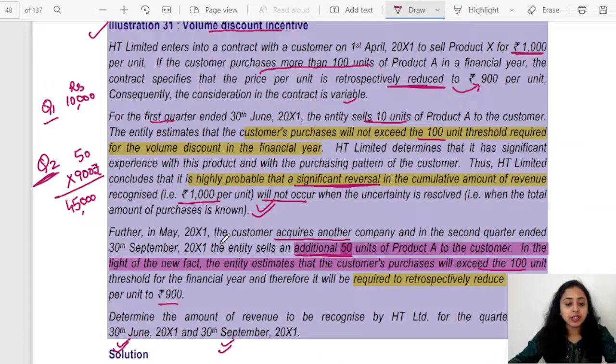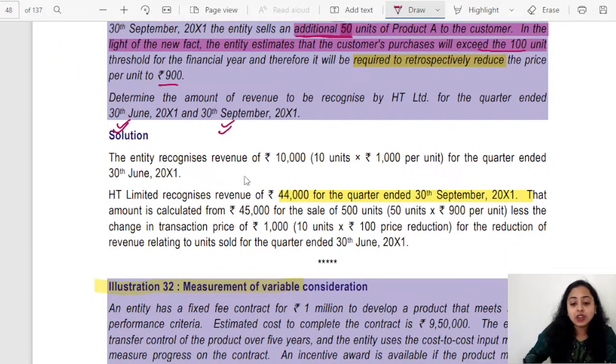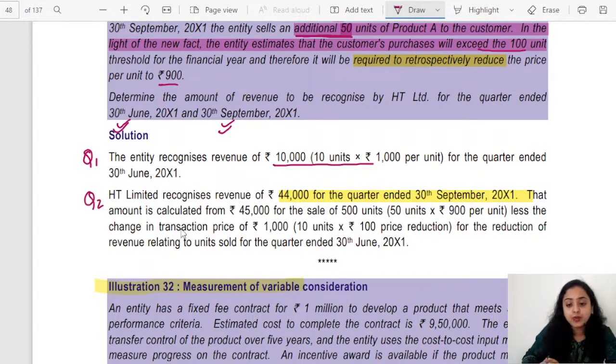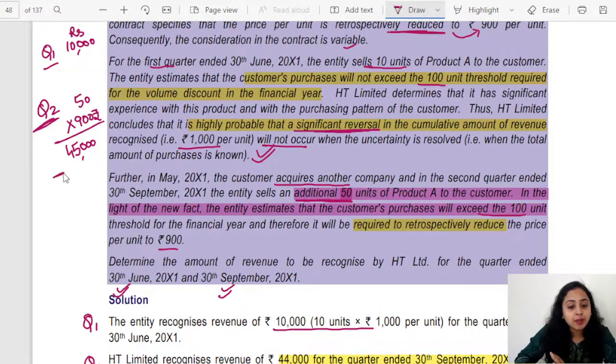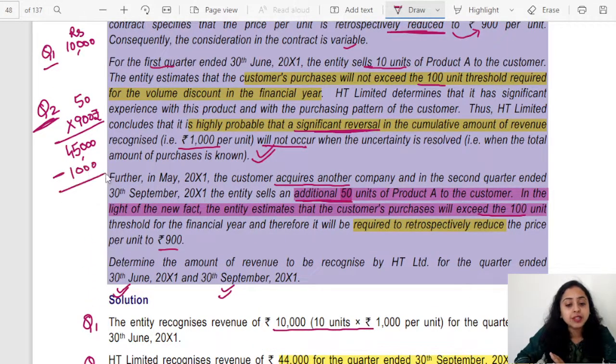And earlier, if all 60 units were recorded at 900, then the difference will be reversed. See how the calculation is done. The entity recognizes revenue of 10,000 for the first quarter. This is quarter 1. For quarter 2, 50 units into 900 less the change in transaction price of rupees 1,000, that is 10 into 100. This price reduction, that is rupees 1,000, will be deducted. So 45,000 minus the 1,000 that must be reduced from the previous, this means 44,000.